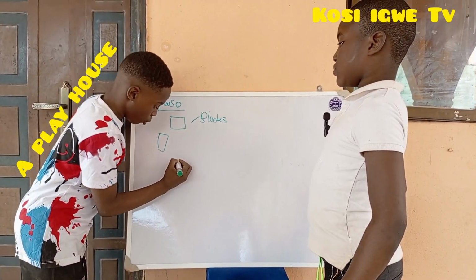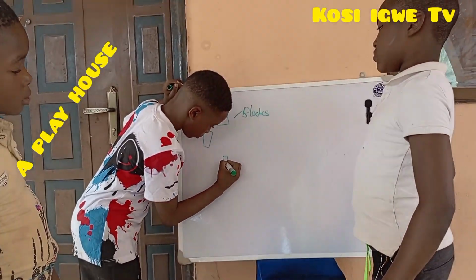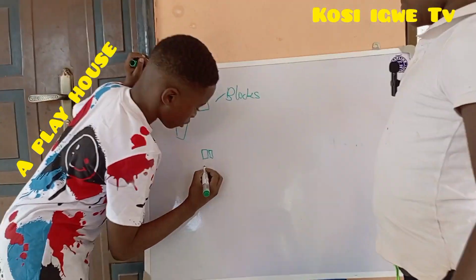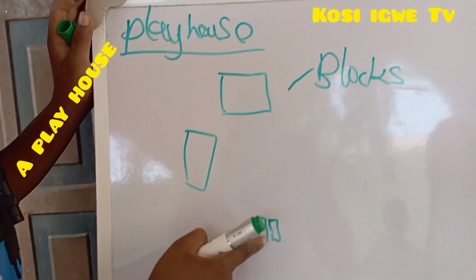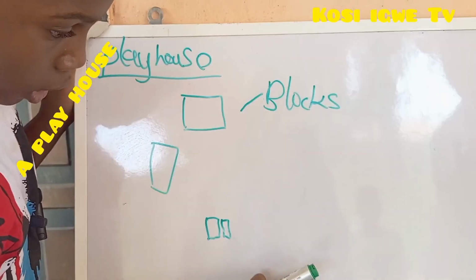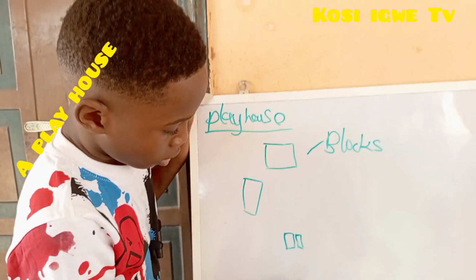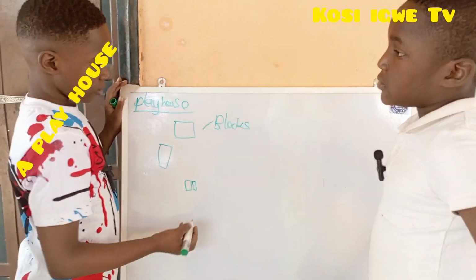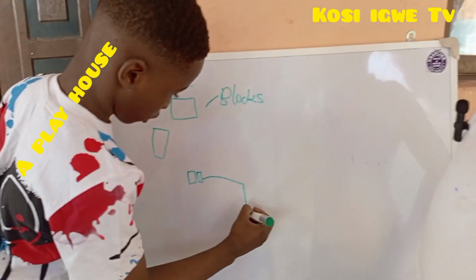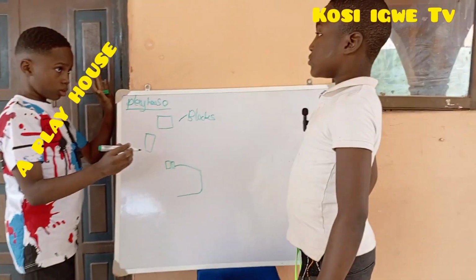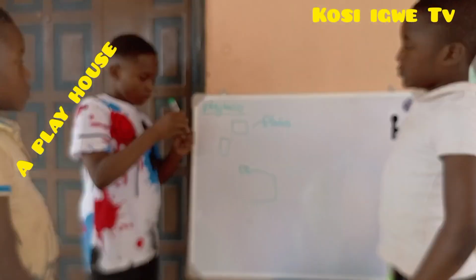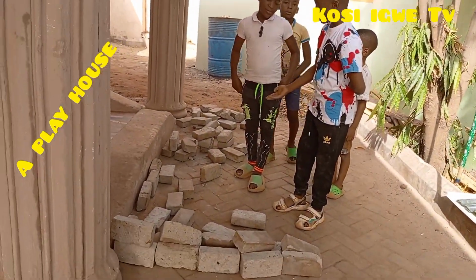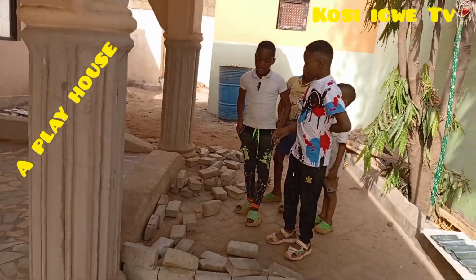So this is how it's going to look. You are going to be building like this, straight, corner, then corner. Then this remaining space will be for the entrance, okay? So you go like this, corner. That's how it goes. So let's begin with the plan now. These are the blocks we're going to use to make the small tiny playhouse.